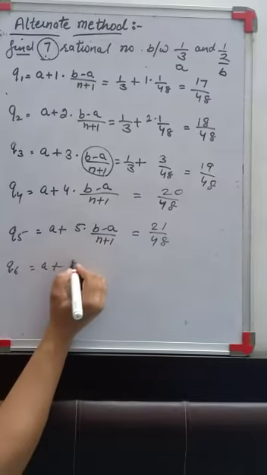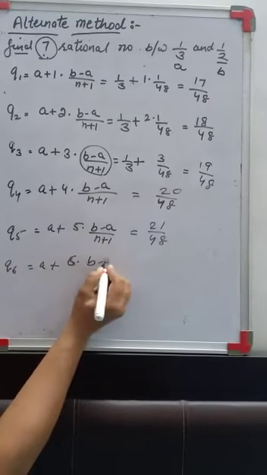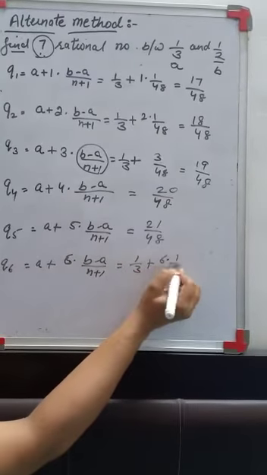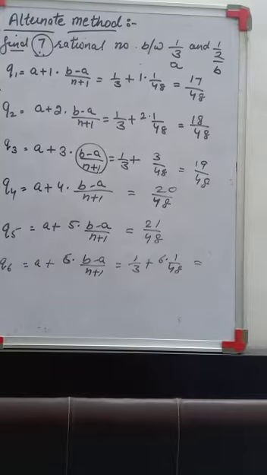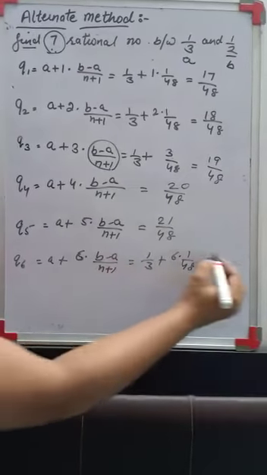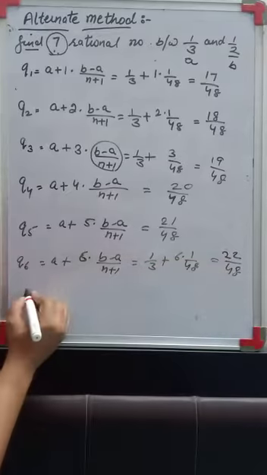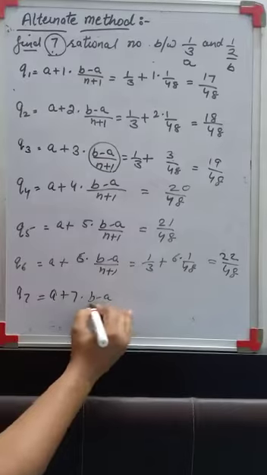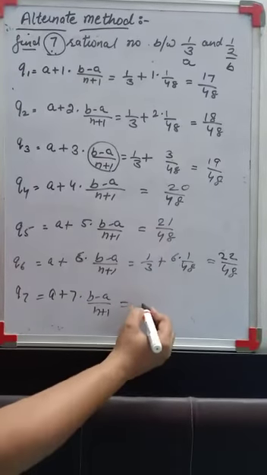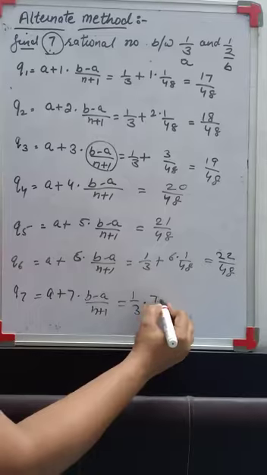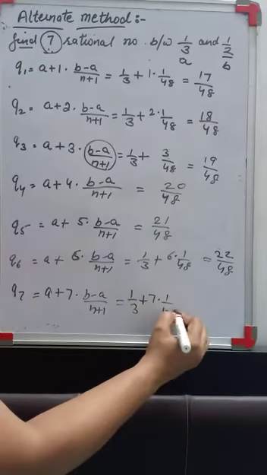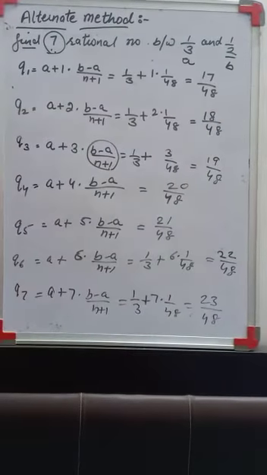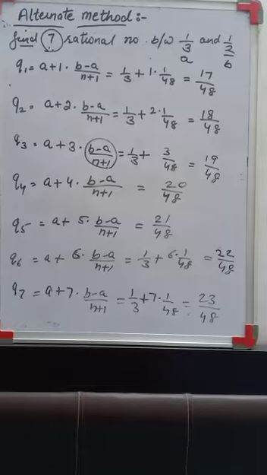Q6, A plus 6 into (B minus A) upon (n plus 1): 1 upon 3 plus 6 into 1 upon 48, you will get 22 upon 48. And last, Q7: A plus 7 into (B minus A) upon (n plus 1). So it will become 1 by 3 plus 7 into 1 upon 48, and you will get 23 upon 48. Right? In this way you will get the 7 numbers.